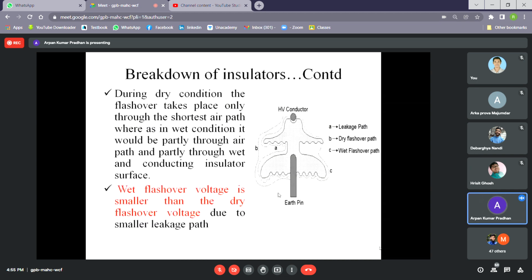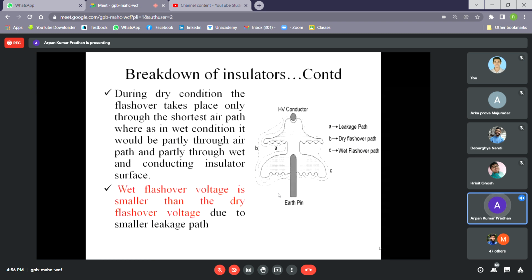Now we have discussed the flashover voltage. Flashover voltage means flashover generally occurs between the earth pin and the HV conductor. One interesting thing I need to mention is that in an insulator there is an earth pin and an HV conductor. So through the creepage distance, or through the surface of the insulator, if you calculate, there should be some surface resistance.